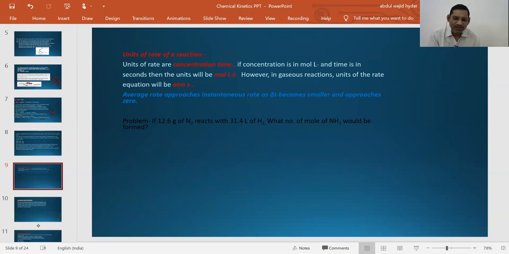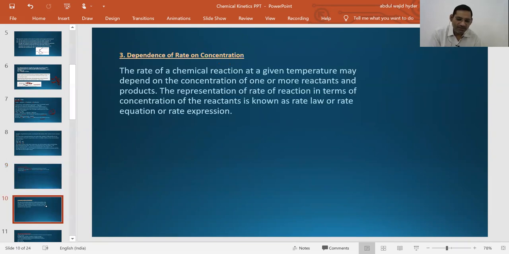Then the unit of rate of reaction is always concentration per time. Concentration is mole per liter and time is in seconds. So concentration per time is the unit of rate, that is mole per liter per second, mol L inverse s inverse. In gaseous reactions, it will always be atmosphere per second. So this is all already done, so we won't be discussing this.